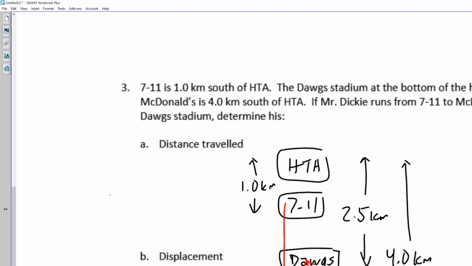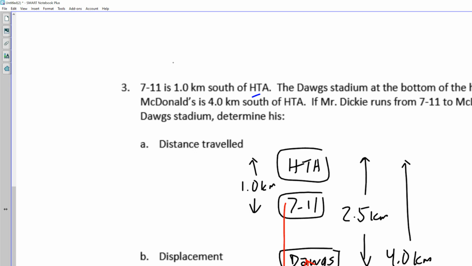The other way you could do that is say, look, 7-Eleven to McDonald's is what, 1 kilometer, 4 kilometers? That's 3 kilometers. Negative 3 plus positive 1.5. Subtract the positions or add the displacements. And we're going to end up with the same answer. I didn't really need the map for B, but I think I do for A.